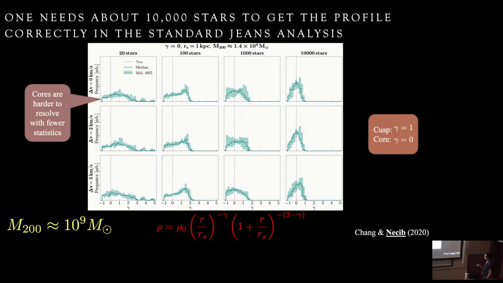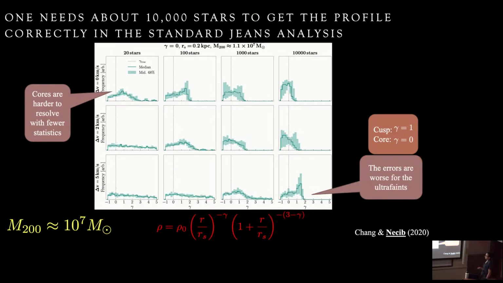And if you increase the errors, even with 5 kilometers a second for a 10,000 star system, sure, you can still do it. But again, this is because you have a very massive system with a very large dispersion. Take this to the ultrafaints with 10^7, and all hell breaks loose, even with 10,000 stars, if you don't have very good measurements. And it's very, very hard to get these measurements down.